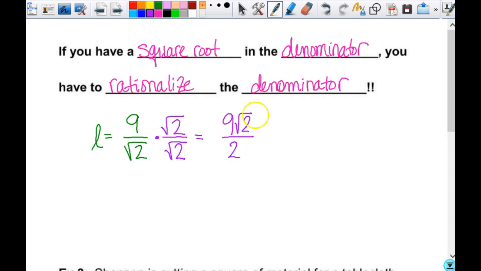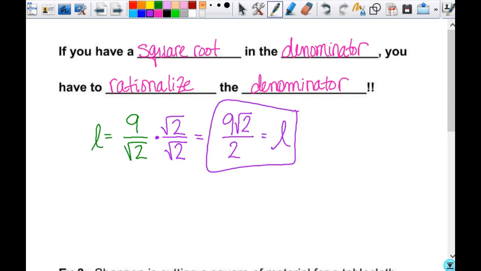Can I cancel these 2's out? No, because they live in 2 different worlds, right? There's a square root world and the whole number world, and we don't mix. Here, I do not divide and get a 4.5, okay? If this was 8, I could divide it and get 4 times the square root of 2, okay? But it's an odd number, so I cannot reduce this anymore. This is L.